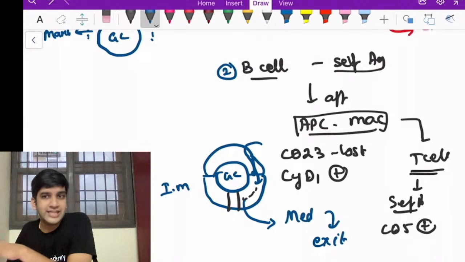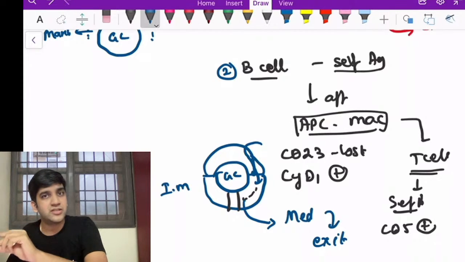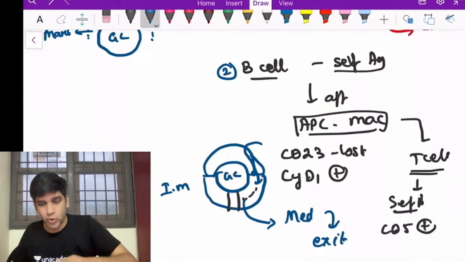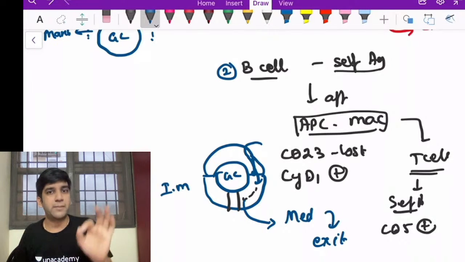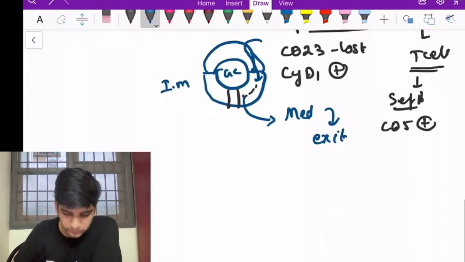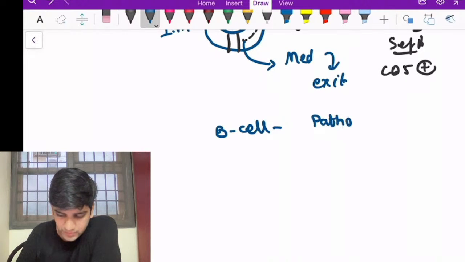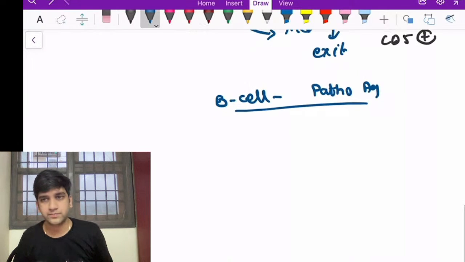By the time T cells know that this is not a pathogenic antigen but a self antigen, they say retain CD5. If it's a pathogenic antigen, CD5 will be gone. If CD5 is retained, they can't enter my germinal center; it will go outside and exit. This is what happens for a self antigen. Now we'll come to a more important thing. I'm having a B cell exposed to a pathogenic antigen. What will happen when a B cell is exposed to a pathogen?